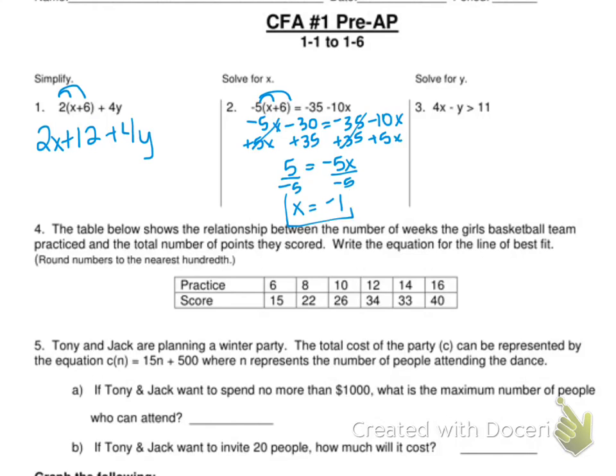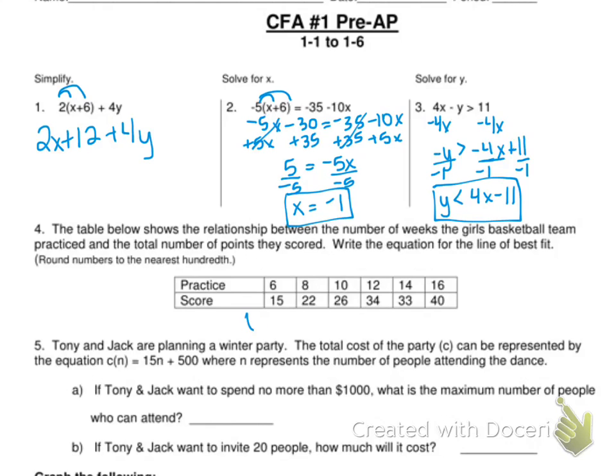For the next problem, you had to subtract the 4x from both sides. And then that left you with a -y. So you needed to divide everything by -1, which changed the signs of every term. And it also changed the sign of the inequality. So it had to go from greater than to less than.